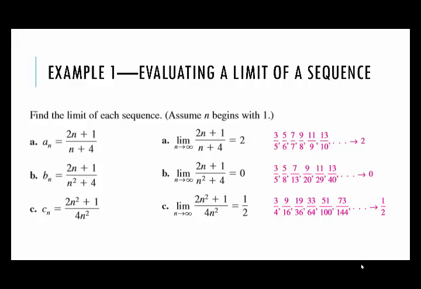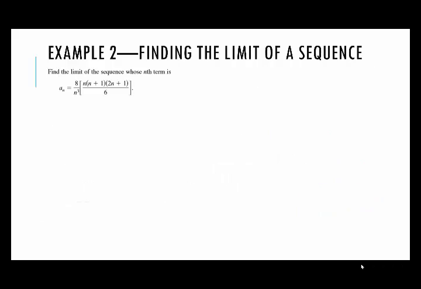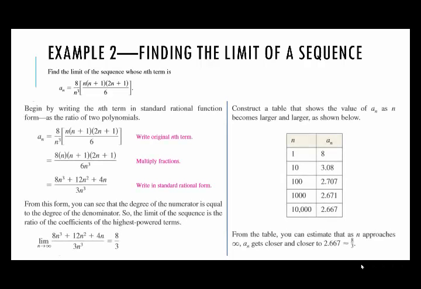In the second one, you would get 2n over n squared, which would be 1 over n, which is 0, plus 1 over n squared, which is 0. So 0 plus 0 over 1 plus 0, which is 0. And in the third one, you would just get 2 plus 0 over 4, thus being 2 over 4, which is 1/2. In this example, find the limit of the sequence whose nth term is the following equation.